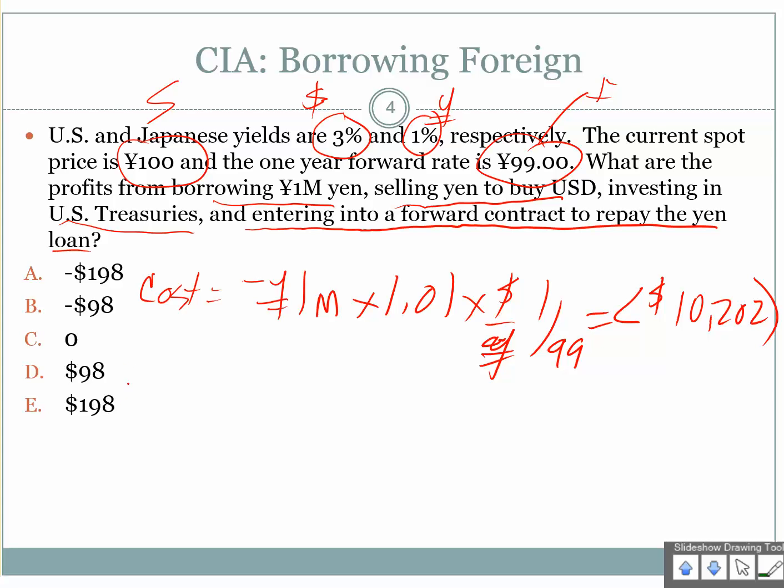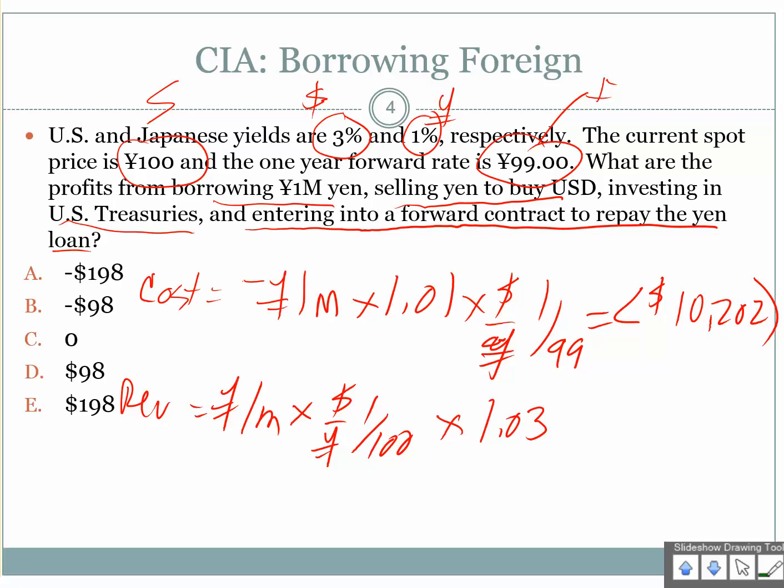Now the revenue of this strategy would be to take the 1 million yen you just borrowed, and in the spot market, buy dollars. So in this case, you've bought $10,000. You're then going to invest those in US Treasuries and get 3%. That's going to give me $10,300. So I have a profit of $98. A covered interest arbitrage profit of $98.